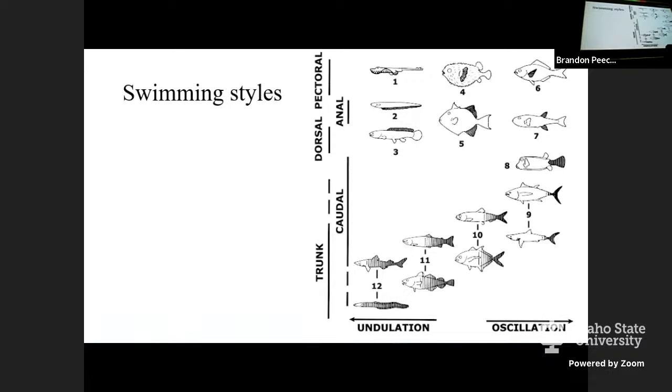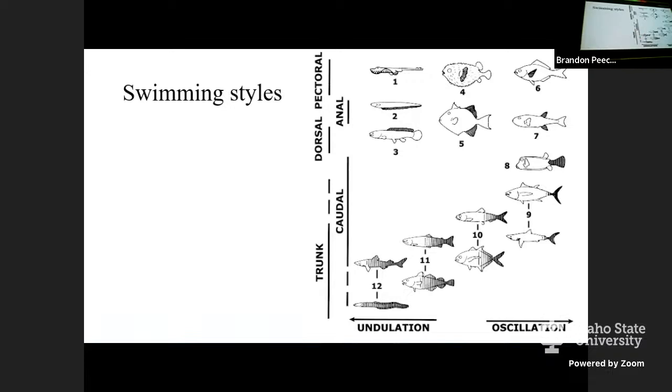Some part of your body is moving like this. So undulation to oscillation. And then this is very inexact. There's kind of a scale here as we go from 12 up to 8 of what part of your body is producing the thrust to make you move through the water. So is it your trunk and your tail fin? Is it really just your tail fin? Is it any of your other fins?